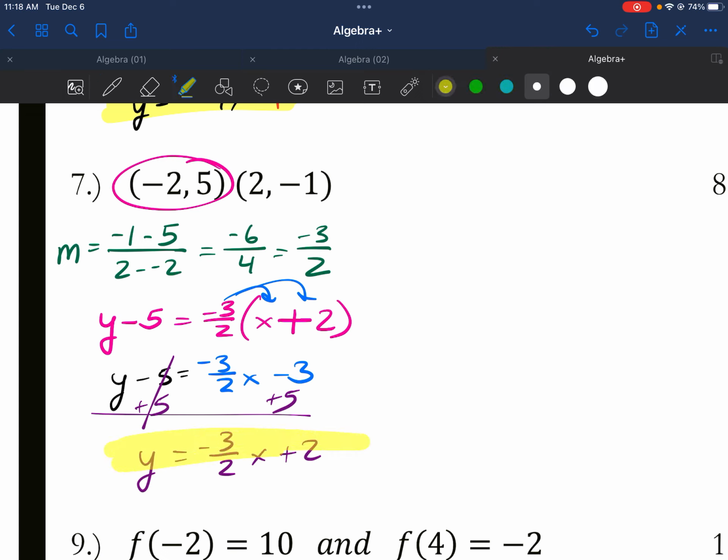So I still can get into slope-intercept form. Again, it's a matter of how do I start it. This is when really knowing your formulas is going to come into use, right? You need to know your slope-intercept form formula, your point-slope form formula, and your slope formula.